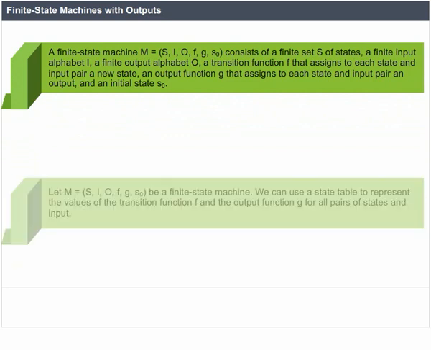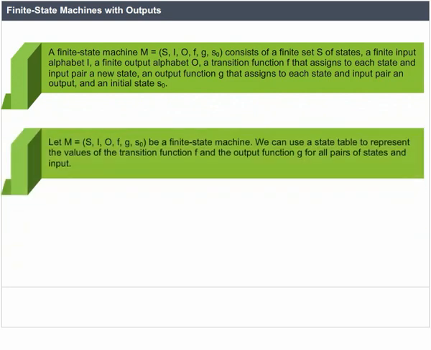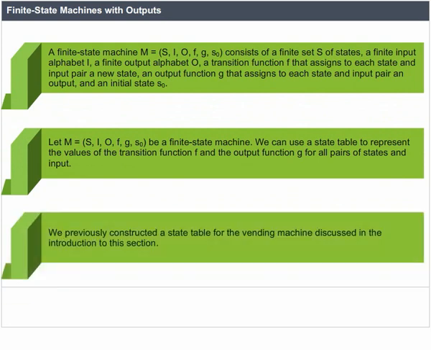Let M equal to (S, I, O, f, g, S0) be a finite state machine. We can use a state table to represent the values of the transition function f and the output function g for all pairs of states and input. We previously constructed a state table for the vending machine discussed in the introduction to this section.